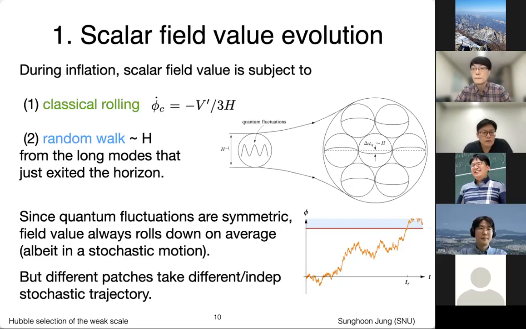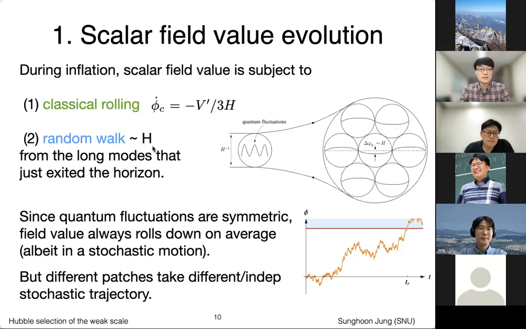Sunghoon, can I ask a question? Yeah. Here you are mentioning a scalar field. Is this an inflaton or just another scalar? It could be inflaton, but in our setup, it's not inflaton. It's like relaxion, but quantum driven relaxion. Okay, so V is not the inflaton potential, it's the potential for phi. Exactly. Phi is not inflaton, but in general, it could be inflaton. But in our scenario, it's not inflaton. So you mentioned also random walk of the Hubble. Could you elaborate a little bit more?